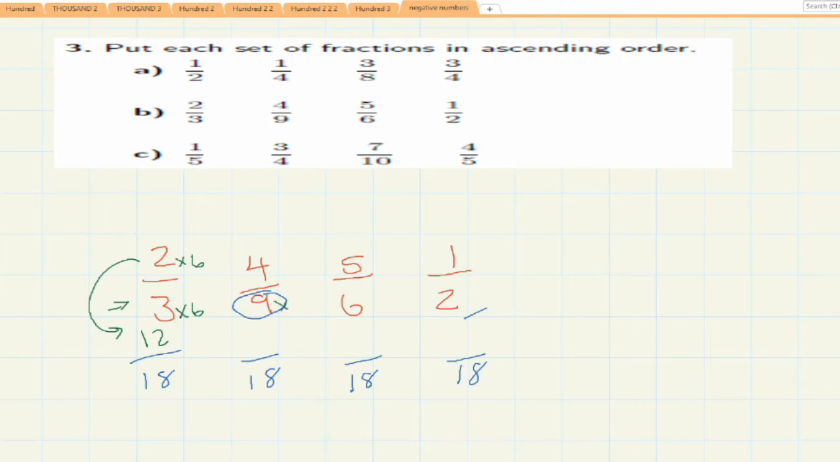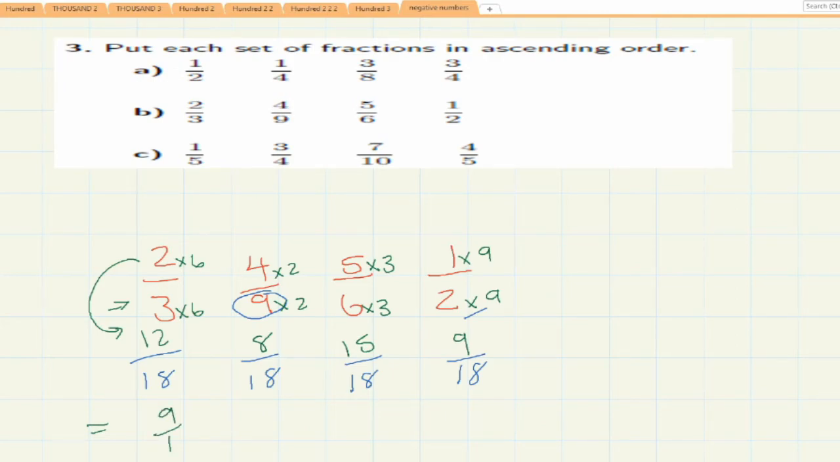12 over 18 is the exact same as saying 2 over 3. For 4 over 9, I multiply the 9 by 2, so I need to multiply 4 by 2 to get 8. For 5 over 6, 6, 12, 18, so I multiply 6 by 3, and I need to multiply 5 by 3 to get 15. 5 over 6 is equal to 15 over 18. For the half, I multiply 2 by 9, just as I said earlier, so I need to multiply 1 by 9 to get 9 over 18. And there you go, I've got all of my equivalent fractions done.